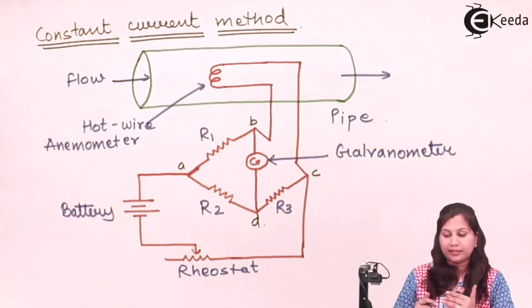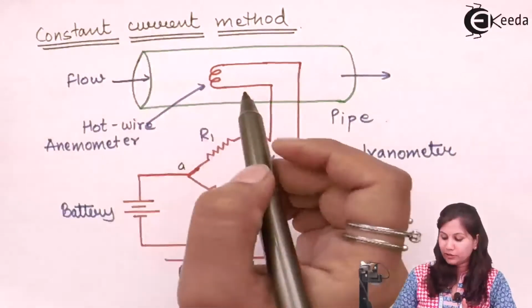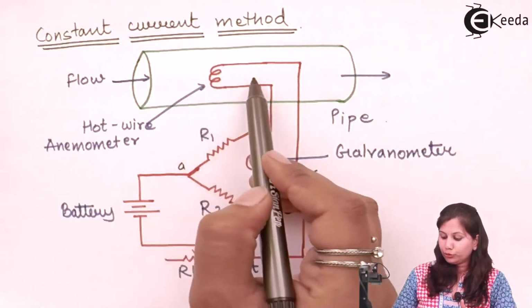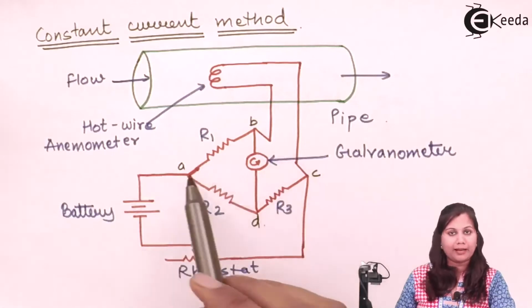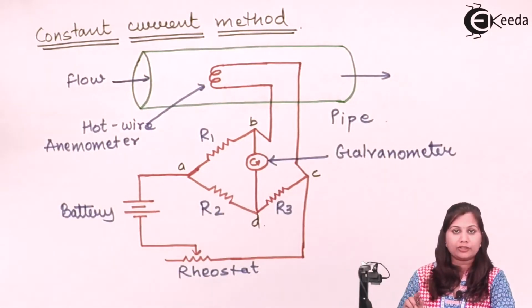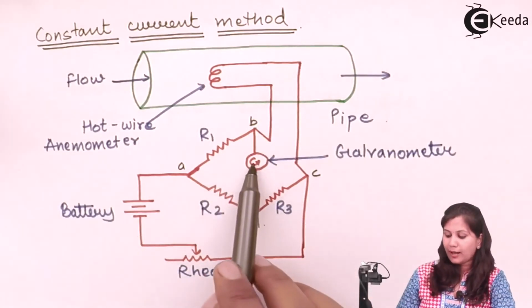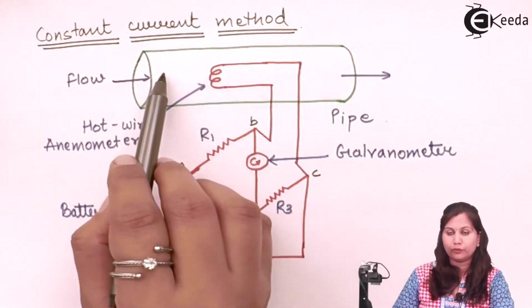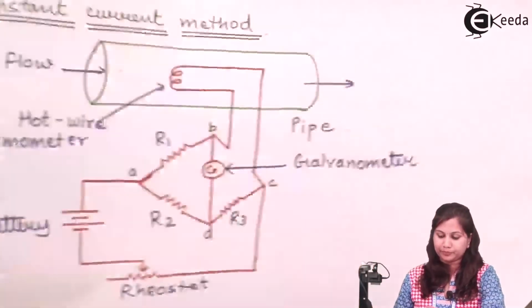And this hot wire, when it transfers heat to the fluid or the gas flowing in the pipe, the resistance changes and the current changes, and unbalancing of the bridge occurs. Due to that, deflections of the galvanometer occur, and those deflections are proportional to the heat which is transferred to the fluid, or we can say the flow rate of the fluid.